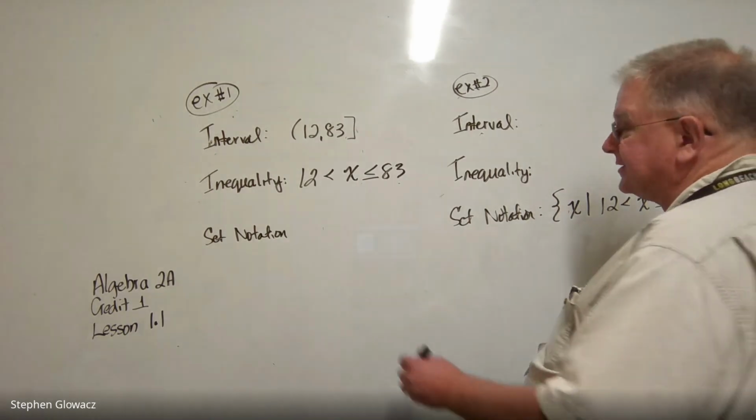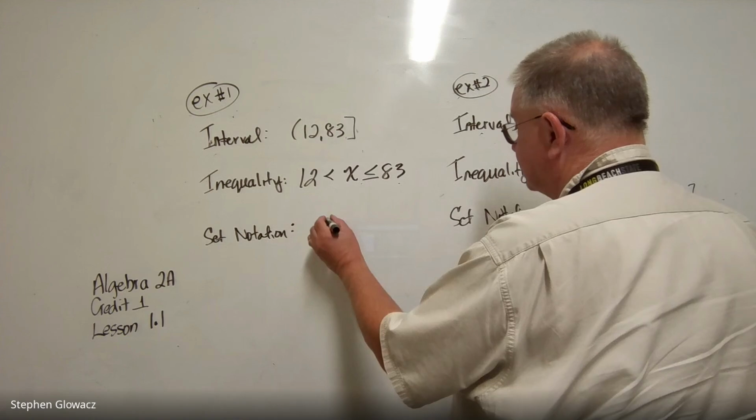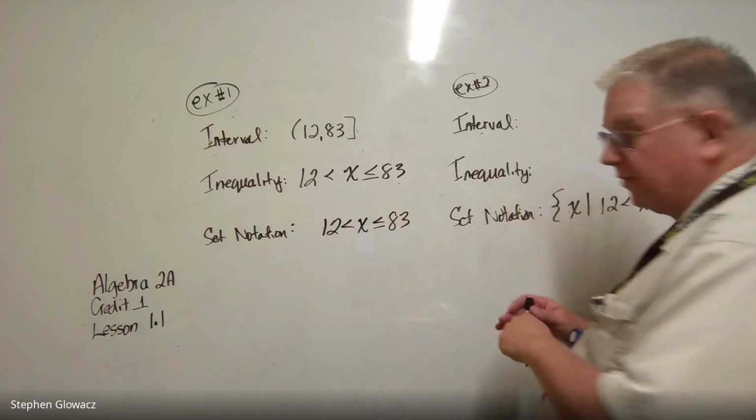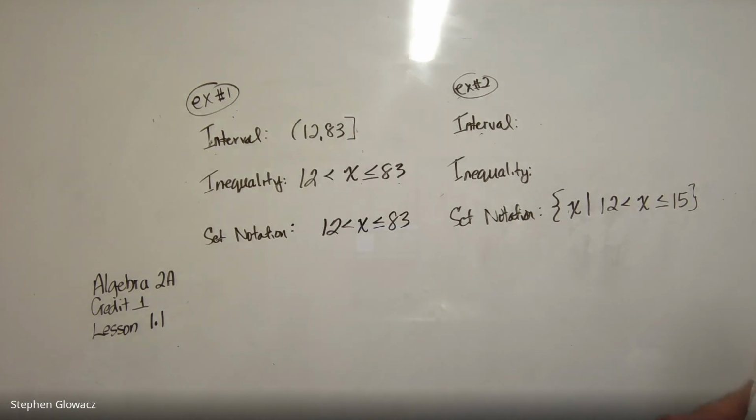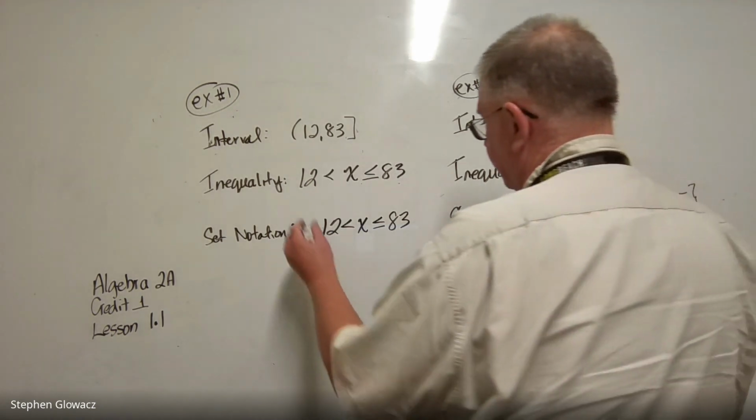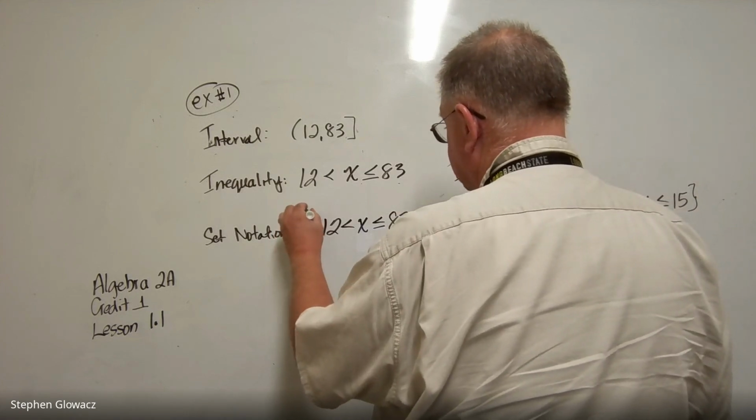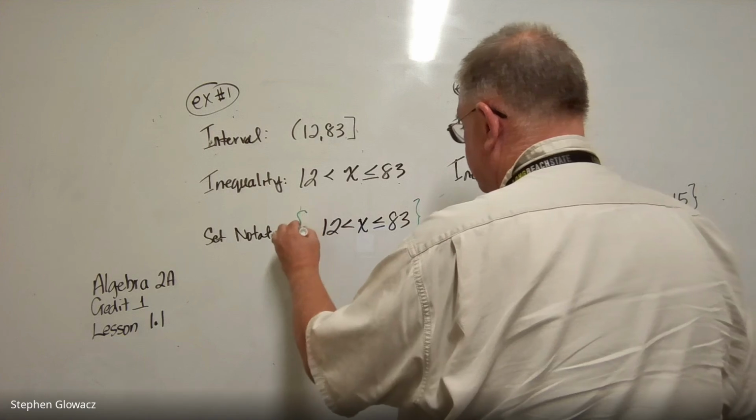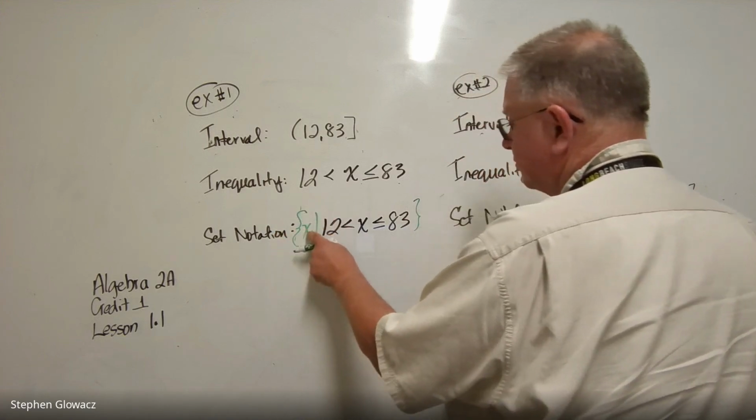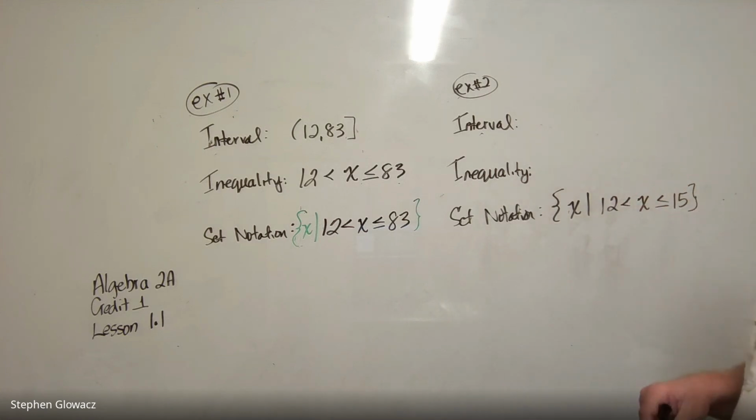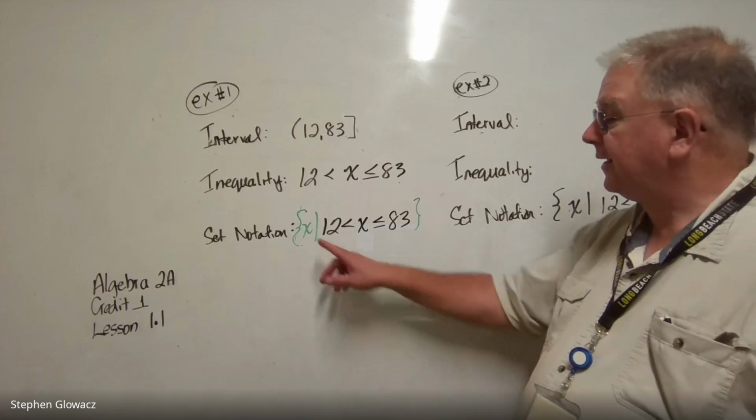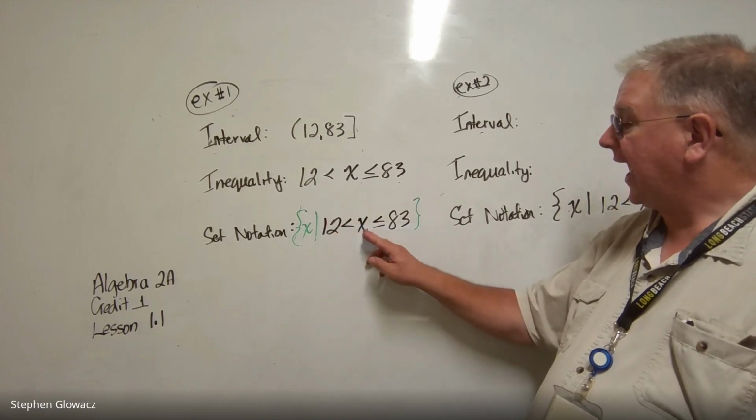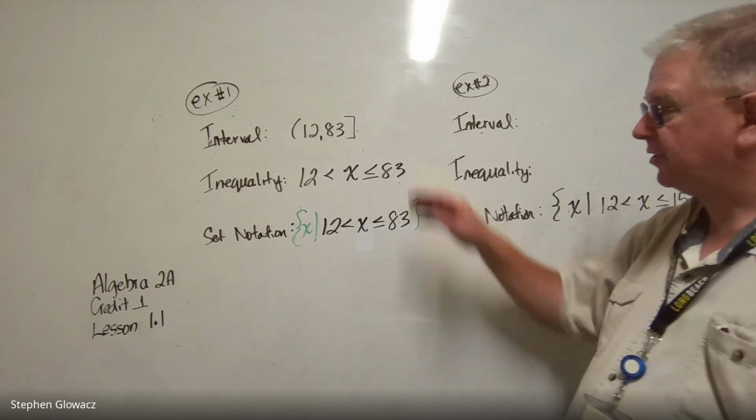Set notation is very similar to the inequality. In fact, we could even start out by just writing the inequality. It's kind of like a fancier version of the inequality. We'll take another color here to do that. We're going to put set brackets around it, and put x with this little line here. And so the way this is read, we'd read this as the set of all x such that x is greater than 12 and less than or equal to 83. So very similar to inequality.